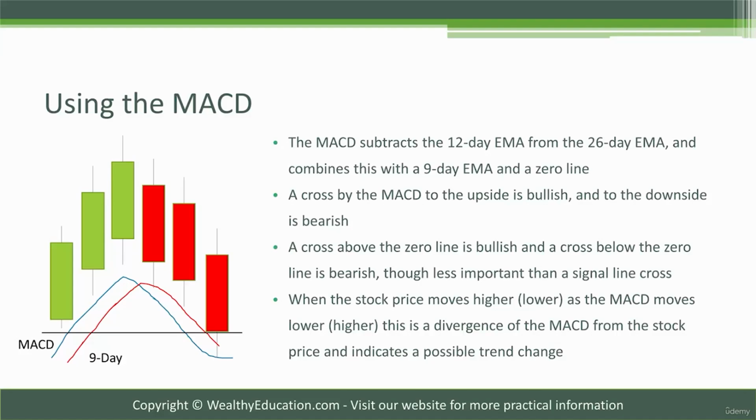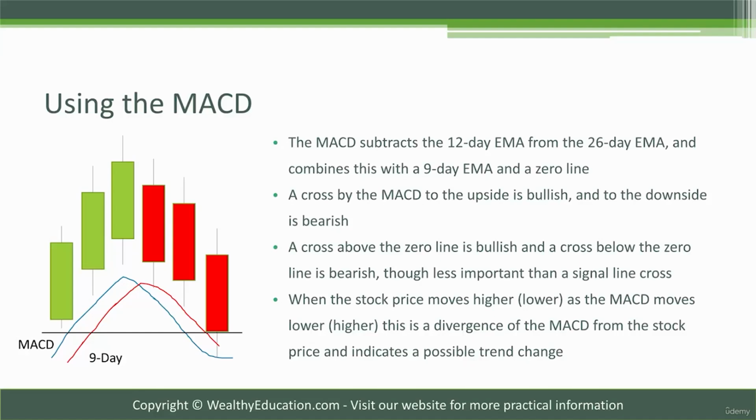When the stock price moves higher as the MACD moves lower, we have a divergence. And this is a negative divergence. When the stock price is moving lower and the MACD is moving higher, then we have a positive divergence.